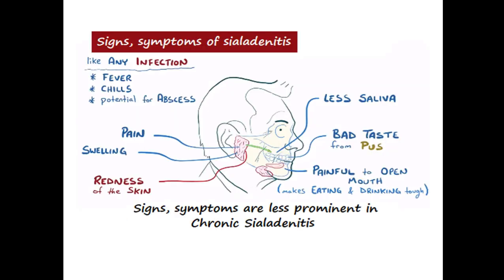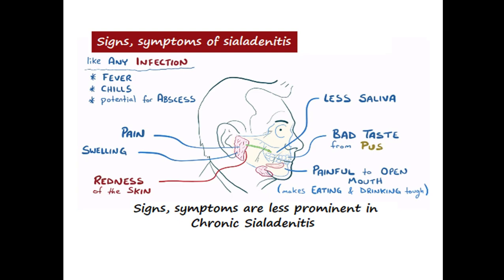Now coming to the signs and symptoms of sialadenitis. In acute sialadenitis, there is usually pain, and if it occurs in the parotid gland, the gland may be tender, it may be swollen, and we can see redness over the skin due to inflammation and increased blood flow and vasodilation in the blood vessels. So, pain, swelling, and redness over the skin are included in the signs and symptoms of sialadenitis.